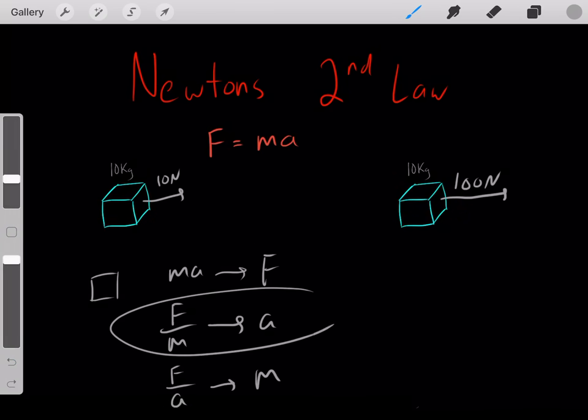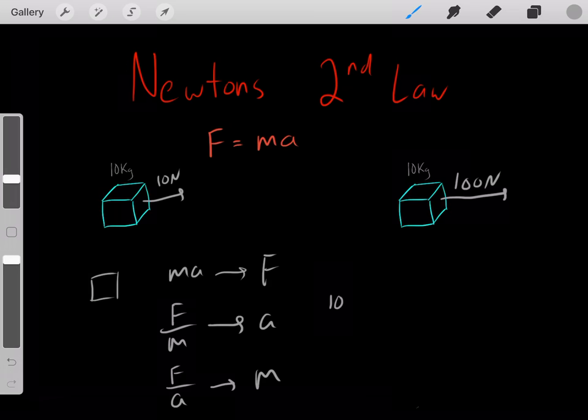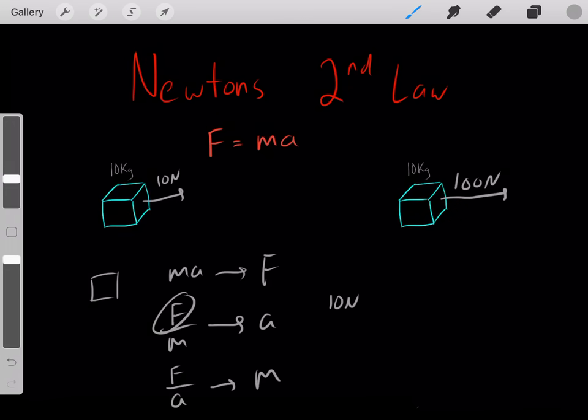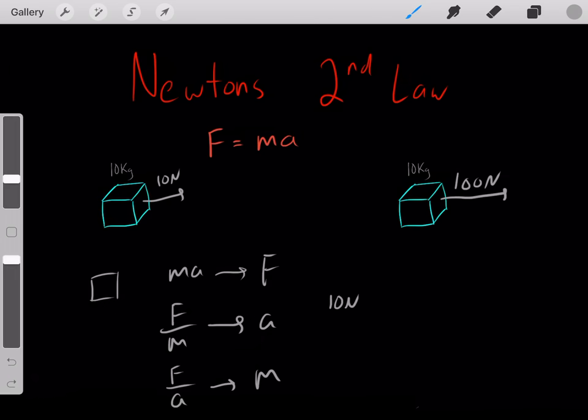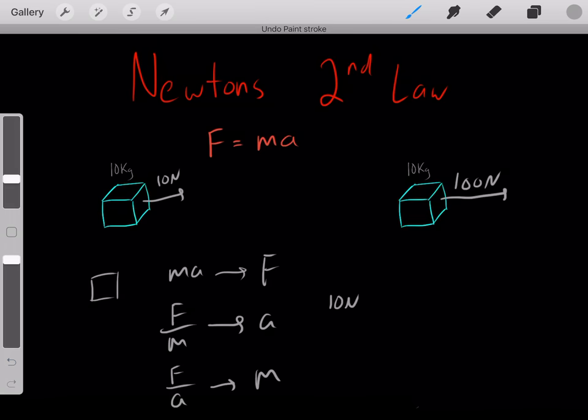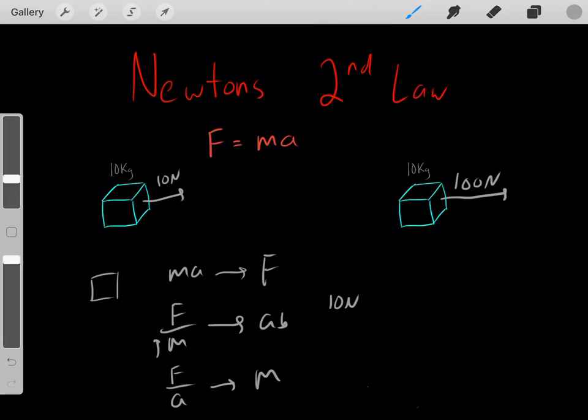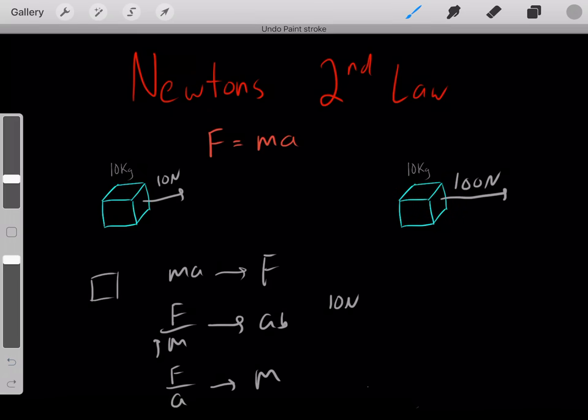For example, focusing on this equation, let's say we have a 10 Newton force. So we have a constant force. If we apply that 10 Newton force on a certain mass, we would get a certain acceleration. However, if we apply that same 10 Newton force on a larger mass, we would have a smaller acceleration, and we can see that mathematically. If we increase this denominator, we would decrease this value. So we can see that mathematically, and that makes sense.